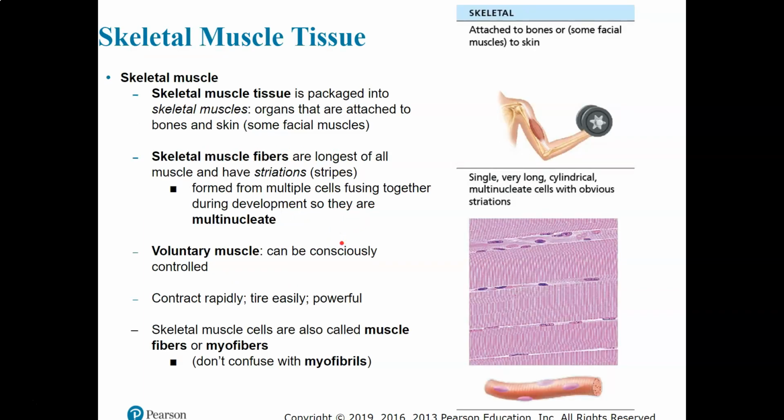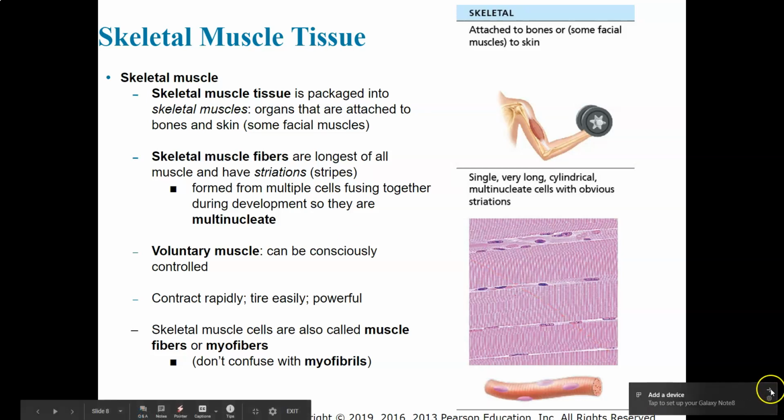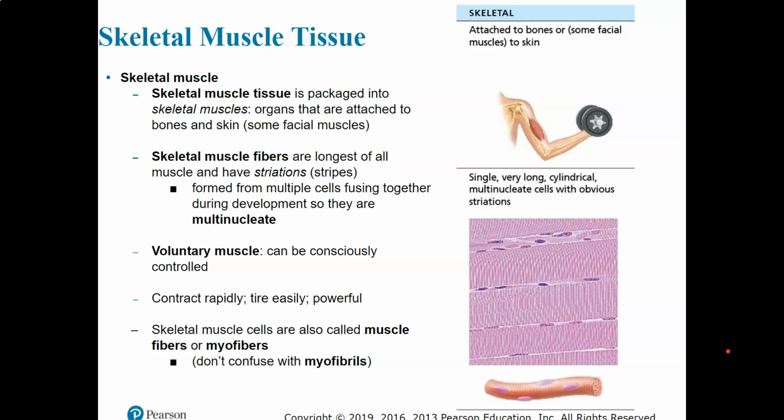We're going to primarily focus on skeletal muscle tissue. We'll talk a bit about smooth muscle tissue as well. However, we will quickly go over all three types of muscle tissue. So we have skeletal muscle tissue. This is going to be our voluntary muscle tissue that's used to move around our body. And our skeletal muscle tissue is packed into what we call skeletal muscles. And these are organs, so made up of different types of tissue, and we'll talk about the different types of tissues that make up a skeletal muscle, that are going to be attached to bones and sometimes to skin. And this is only true for certain facial muscles.